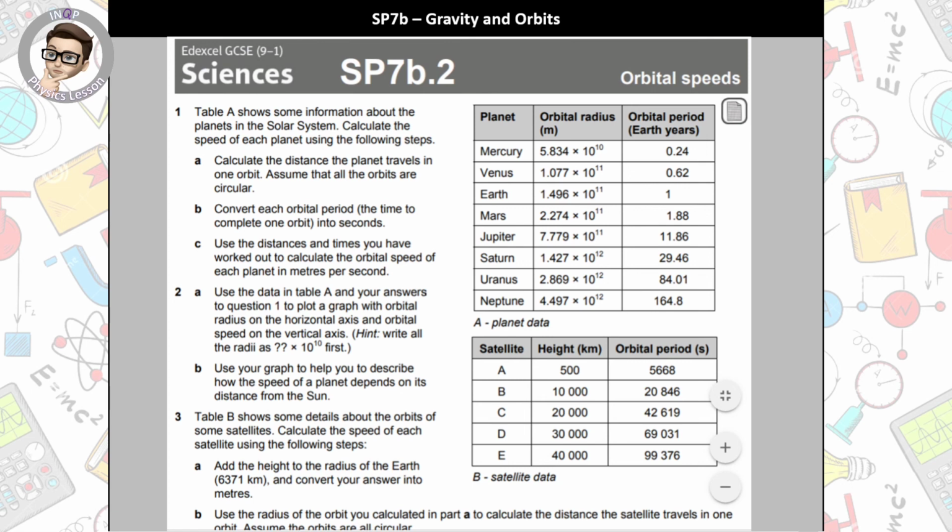Now, I'd really appreciate it if you could take some pictures of those if you've done them by hand, upload them to the assignment. If you've done them on Excel, upload the Excel sheet, that's absolutely fine, and I can have a look at that. I want to give you some feedback on this task. If you've got any questions, you know where to contact me.